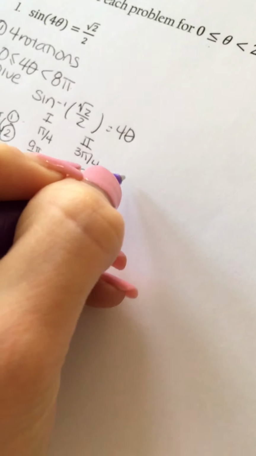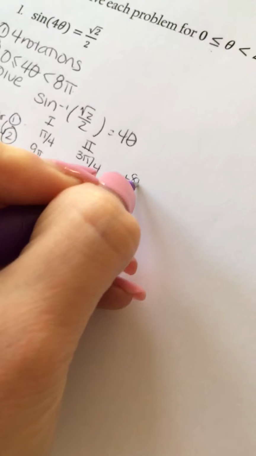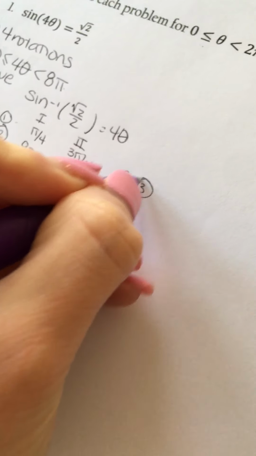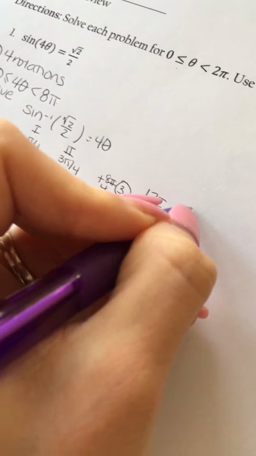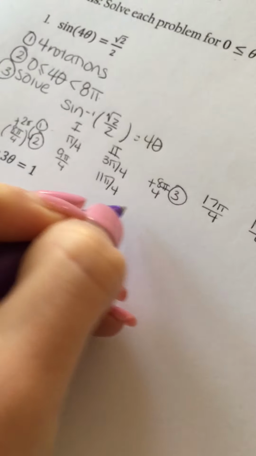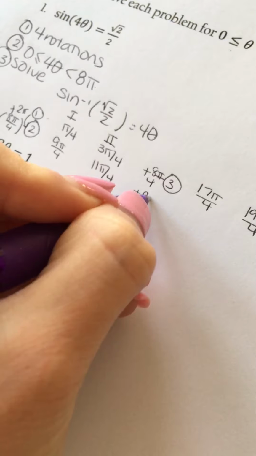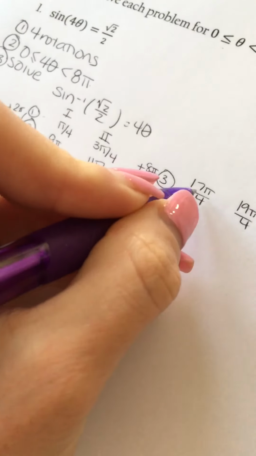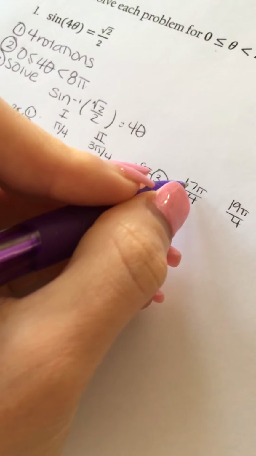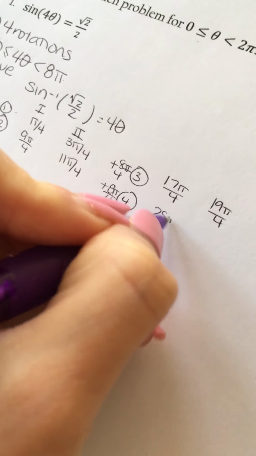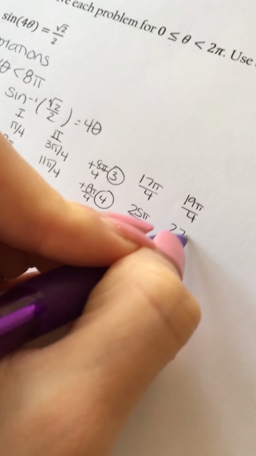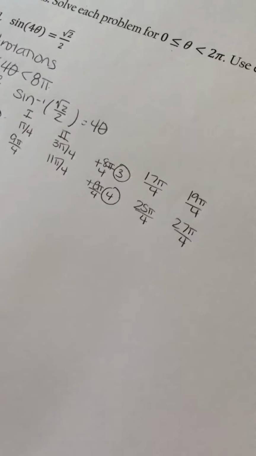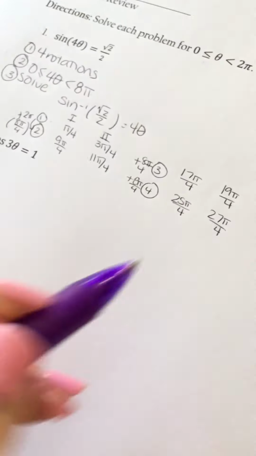I'm going to run out of room here, but that's okay. So plus 8 pi over 4 for the third rotation. 9 plus 8 is going to be 17 pi over 4. 11 plus 8 is going to be 19 pi over 4. And then plus 8 pi over 4 for the fourth rotation. We're going to add 8 to this. 17 and 8 is going to be 25 pi over 4. And then 19 and 8 is going to be 27 pi over 4. So we have 8 answers here.